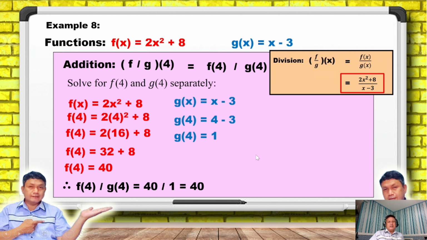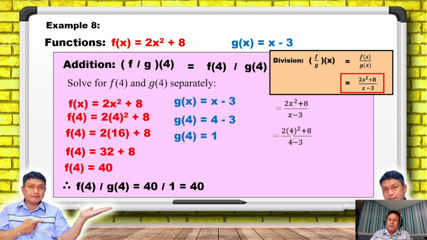Now, let us go back to our previous example in dealing with division. Di ba, ang naging sagot natin ay ito. We have 2x squared plus 8 over x minus 3. Now, kung tayo ay magsasubstitute dito ng value ng 4, ito po ang mangyayari. So, we have 2 quantity 4 squared plus 8 over 4 minus 3.